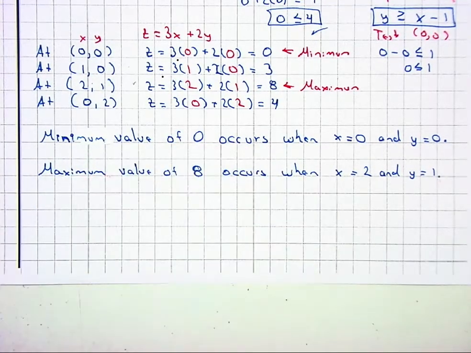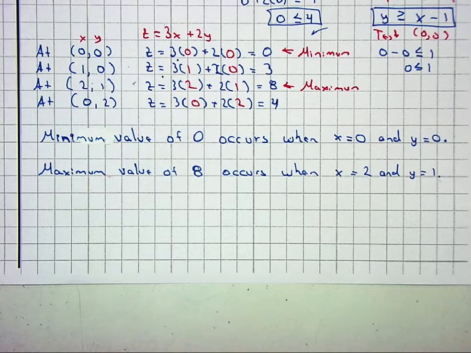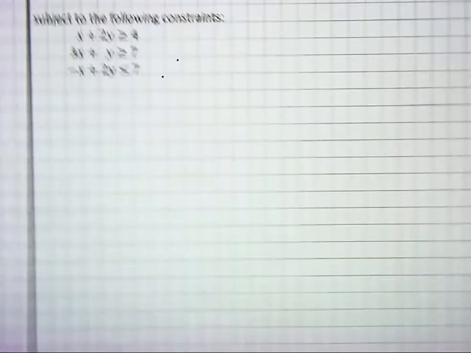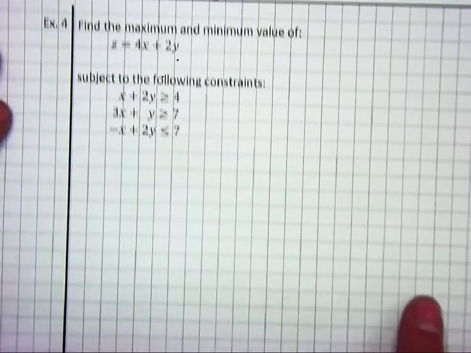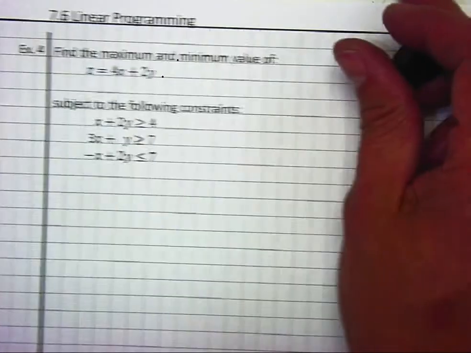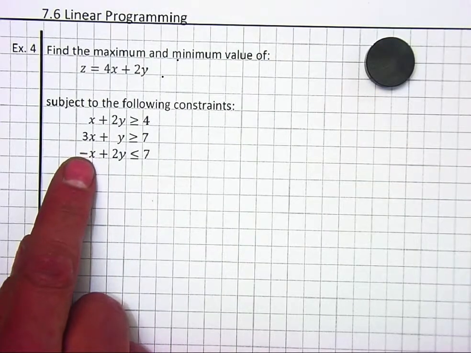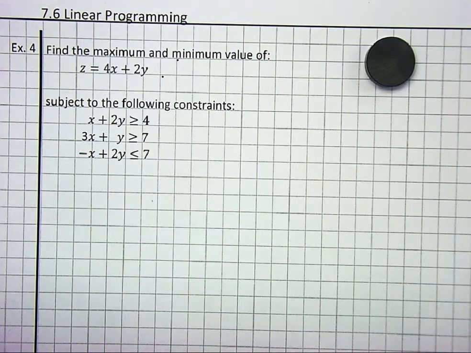So let's continue to example number 4. We'll come back to the examples that are in the textbook so we can go on to a few other concepts. So go through the same process. This is your objective function.